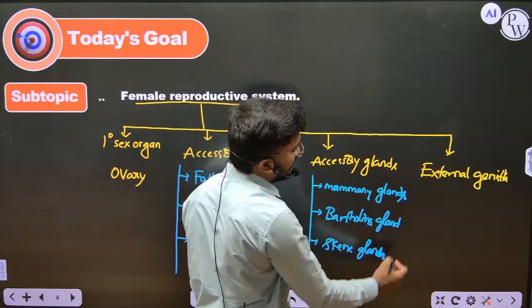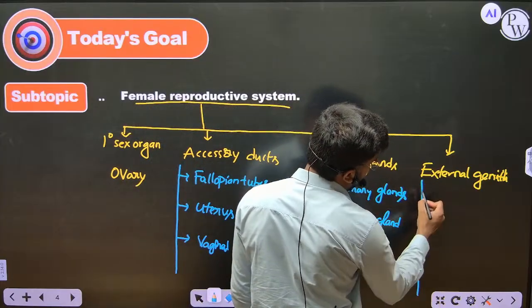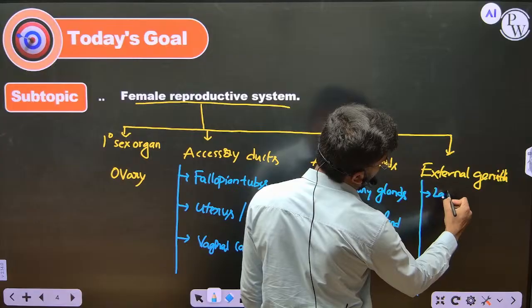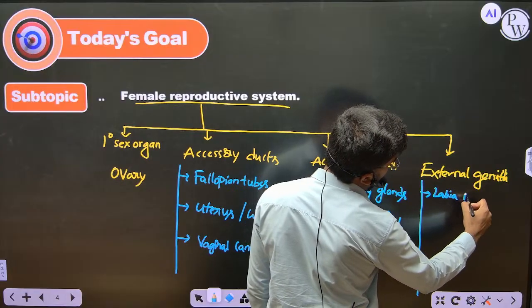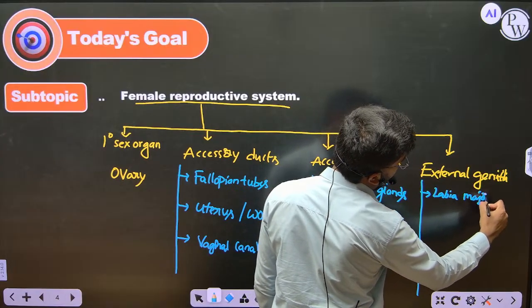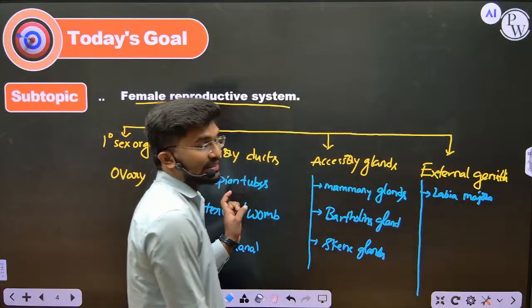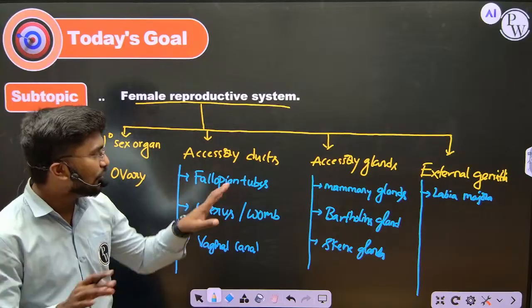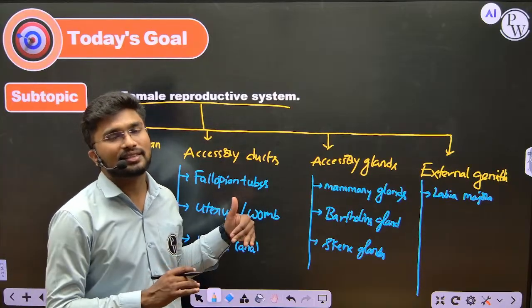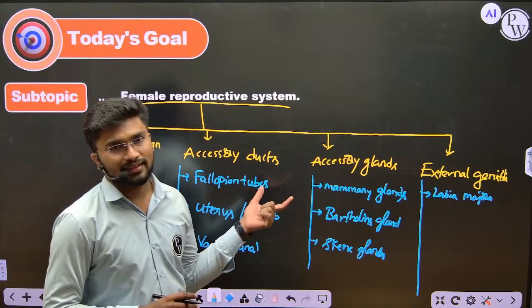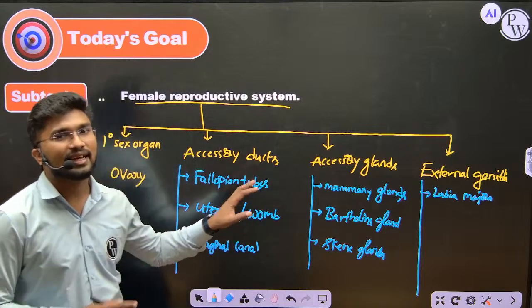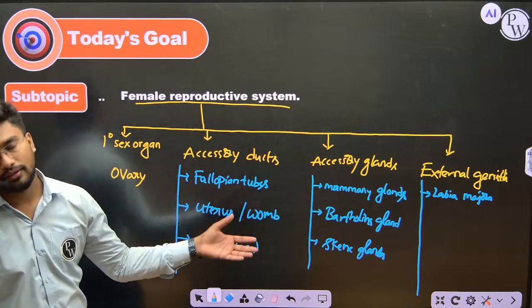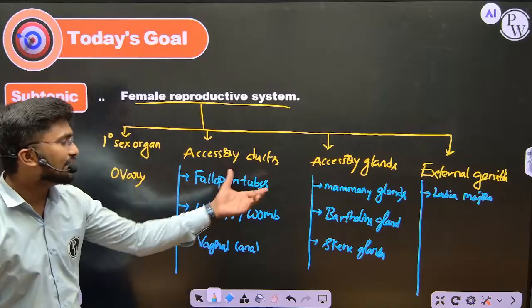Next, external genitalia: labia majora. Don't worry, we will study each and every part, each and every structure. I am just giving an overview of how we can categorize and which part comes under which category. If you know this, it will be easy in the examination. Once we know the overview, we will definitely see the detailed structure.